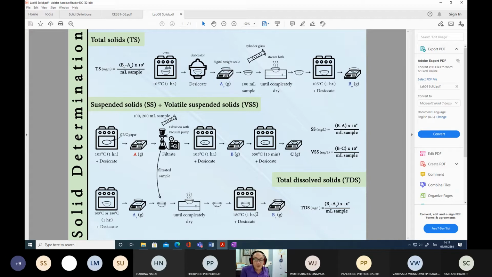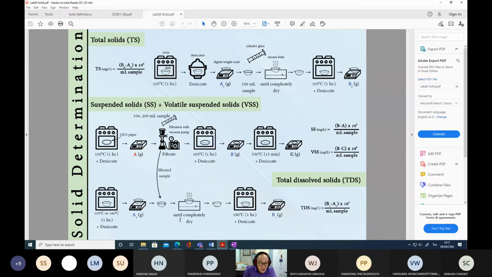So we have to keep the temperature at 180, and the duration is 1 hour, then recorded as B. Finally, we could get the TDS. So this is how we measure.